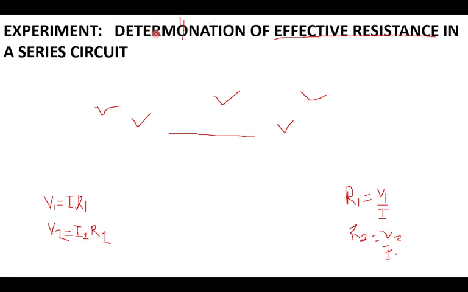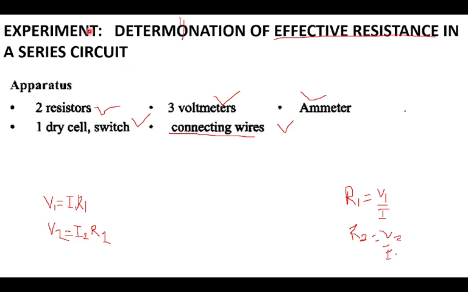So how do you carry out this experiment to determine the total resistance in a series circuit? Great. So you shall need the following items. You'll need 2 resistors, 1 dry cell, a switch.